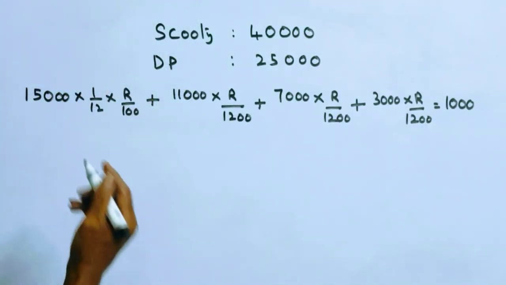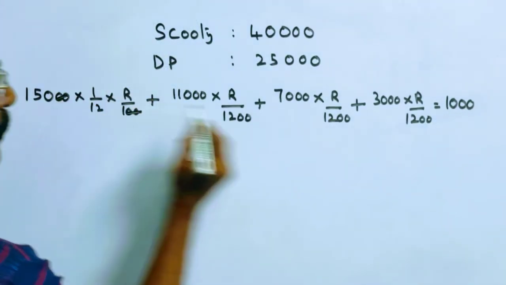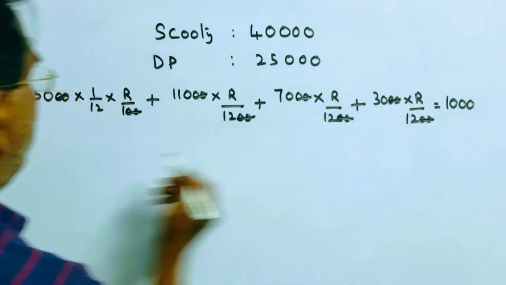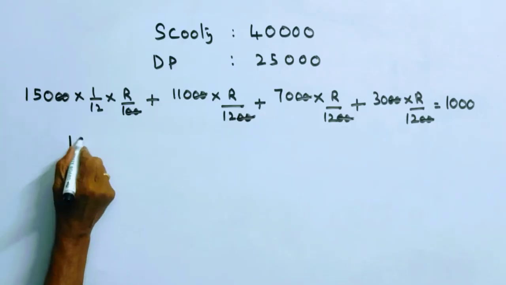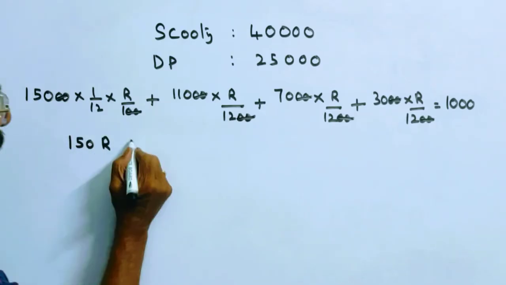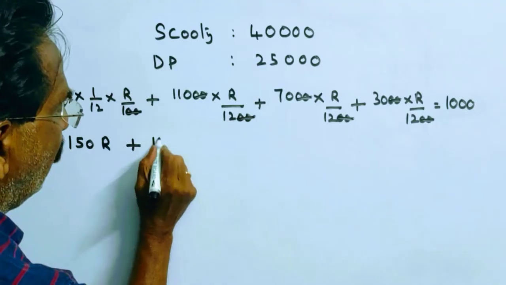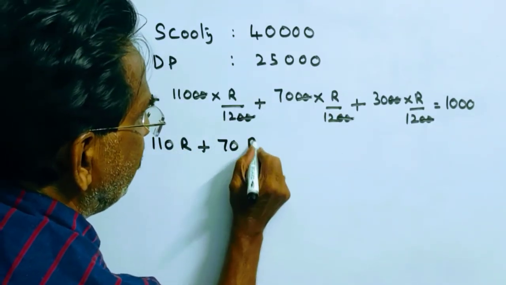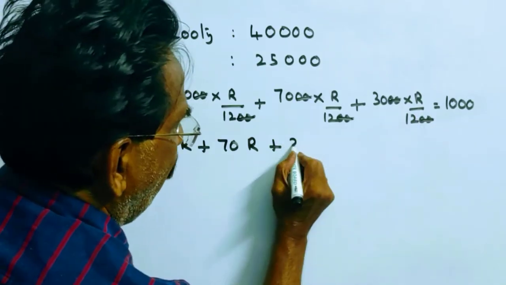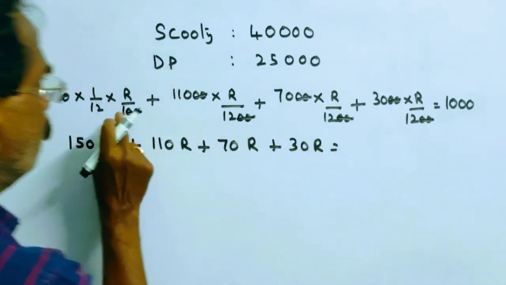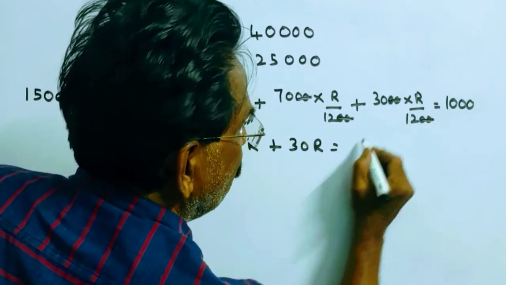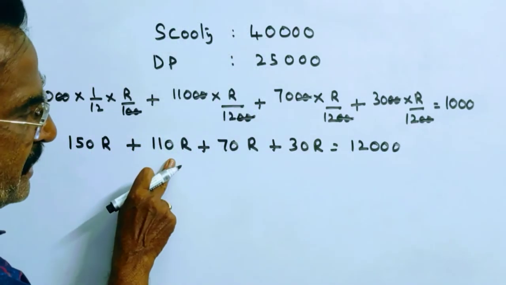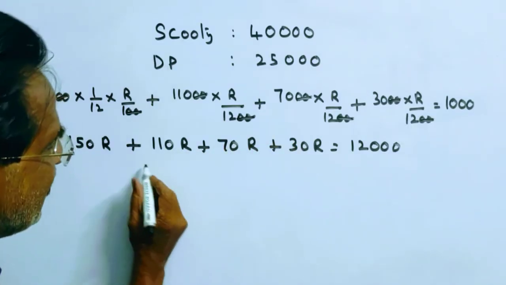First, now let us calculate the value of R. 2 zeros cancel, 2 zeros. Friends, 150 R plus 110 R plus 70 R plus 30 R is equal to 12 into 1,000, 12,000. Friends, 150 plus 110, 260, 330, 360.